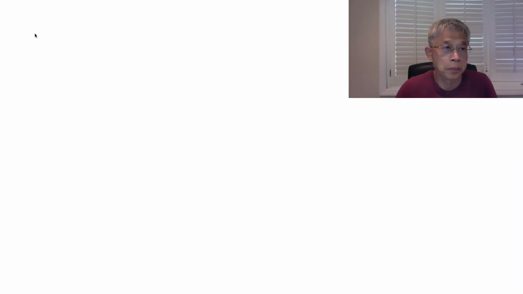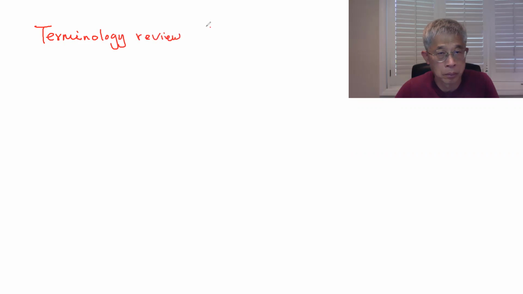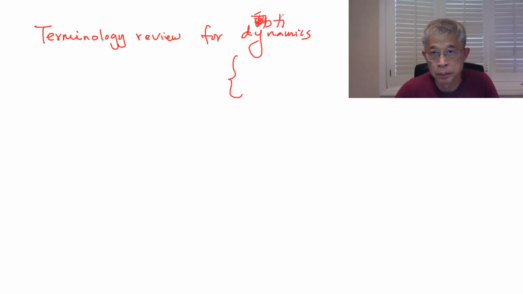Hello. So we're going to talk about terminology review for dynamics. So this dynamics here, in Chinese, is 动力学. It's Newton's law and also the uniform circular motion. Okay.